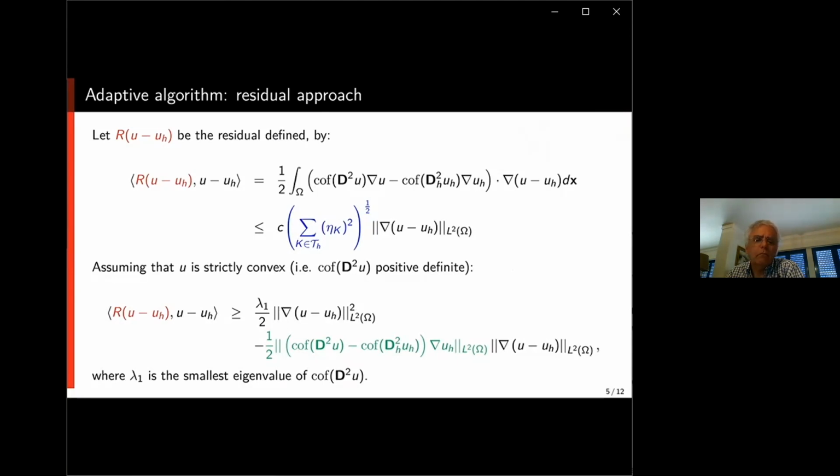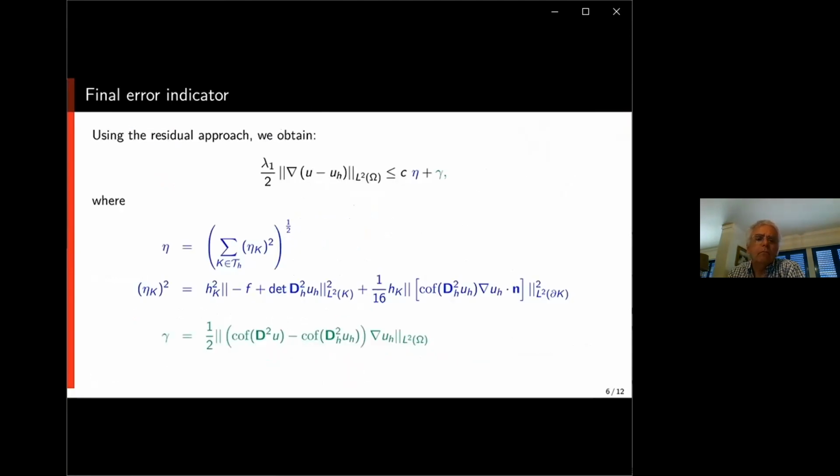When we wrap up everything together, we see that the gradient of the error will be bounded by two terms. The one in blue is a classical one that comes from the residual, and the residual has one part on each triangle, plus one part composed by the jumps on the internal edges. And the second term in green is this gamma. This comes from the approximation of the second derivative that is theoretically more complicated to estimate.